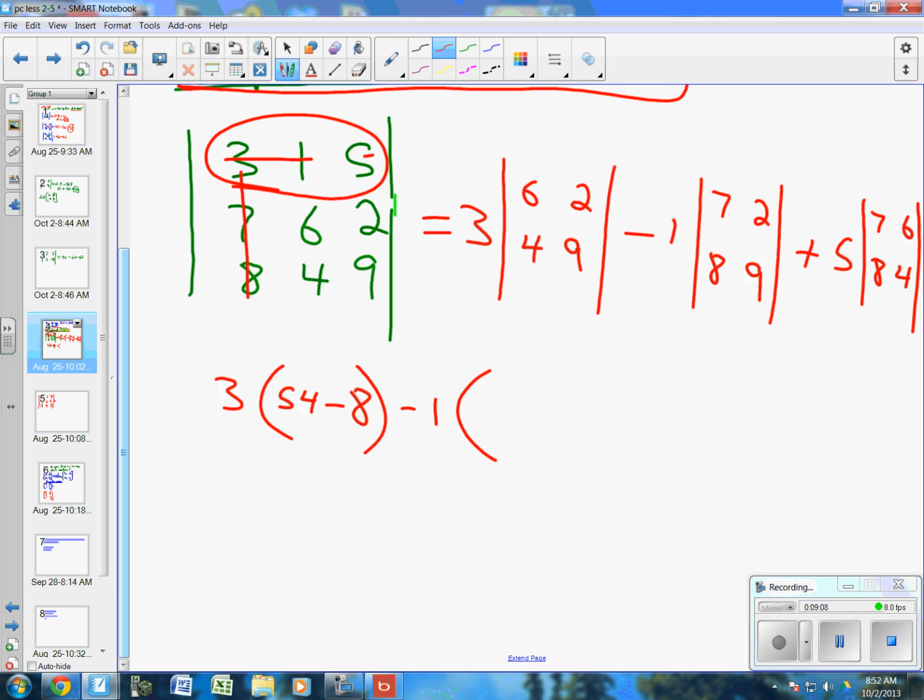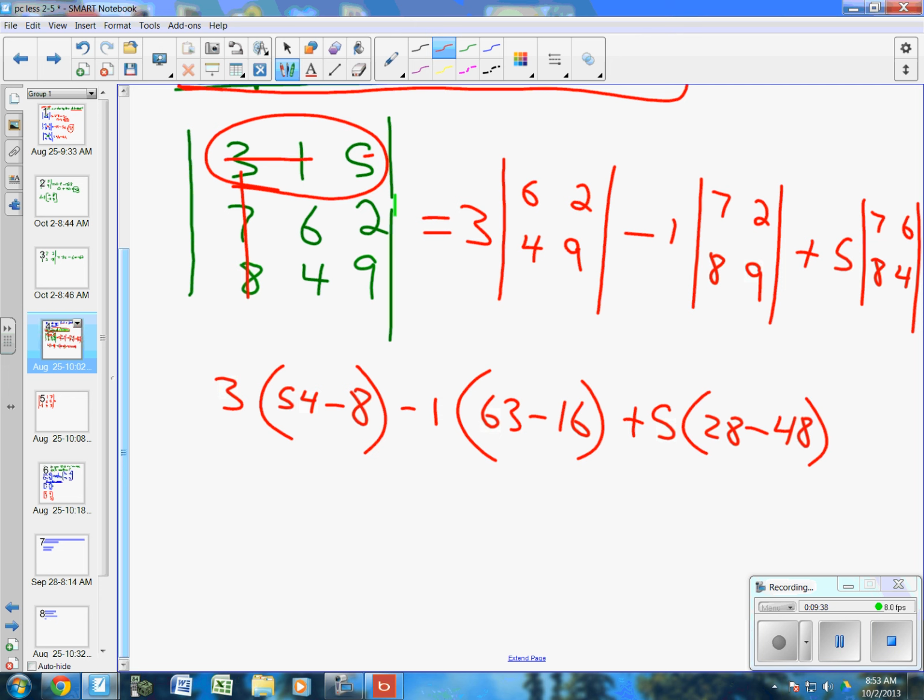Okay? And I'm going to find this one. 7 times 9 is 63, minus 8 times 2 is 16. Right? So we've got that so far. Plus 5 times 7 times 4 is 28, minus 8 times 6 is 48. Now I just have to simplify this.